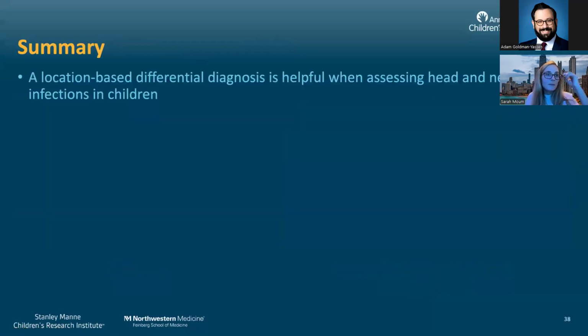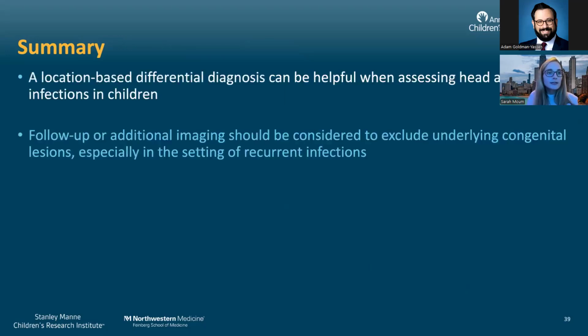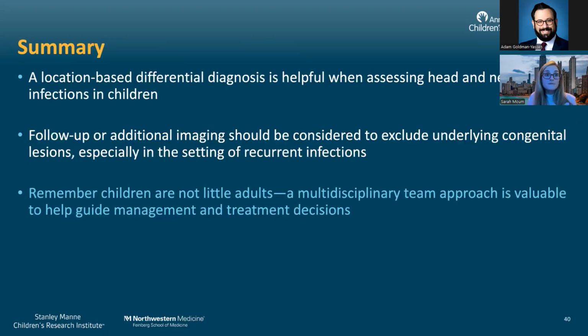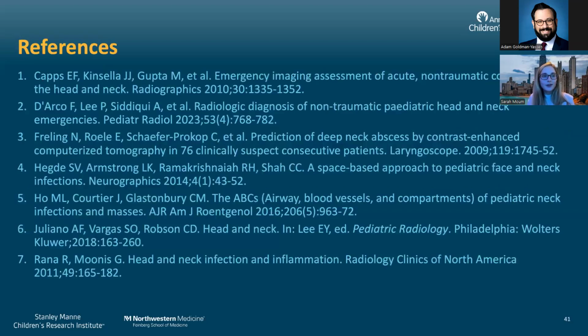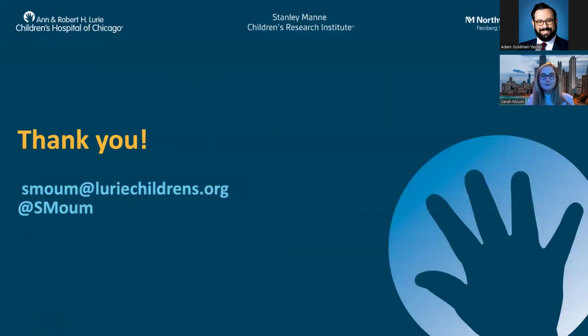So just in summary, I think a location-based differential diagnosis is helpful when assessing head and neck infections in children. Follow-up imaging or additional imaging should be considered to help exclude an underlying congenital lesion, especially when you have recurrent infections, as we saw in some of the cases I presented. And then finally, remember that children are not small adults. A multidisciplinary team approach is going to be helpful to help guide management and treatment decisions, especially for cases like I just showed, where it's a little bit more complex and less straightforward. And here are my references, and thanks to everyone for your attention.